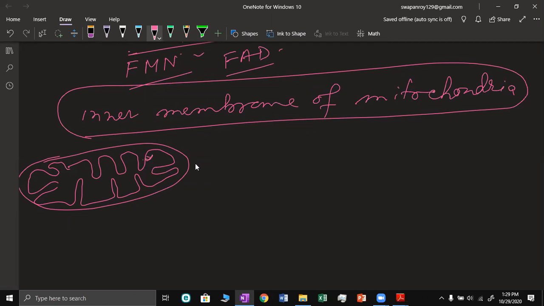In this membrane, there is also one very special structure which is present on the inner face of the inner mitochondrial membrane. Inner face is sometimes called the M face. M face means matrix face. This is the mitochondrial matrix, so towards the matrix it is facing. These are called the fundamental particles or elementary particles.